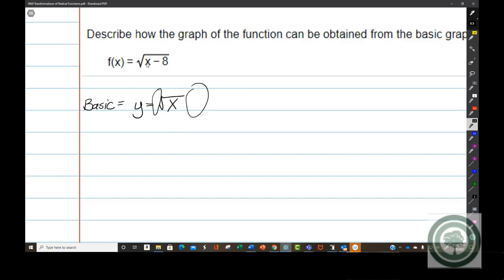So the transformation is going to be in here. That's where the argument of the function is. In fact, I'm going to offer this to you. Suppose the basic graph were g of x equals the square root of x. Do you see that there's an x there? And this is where the x goes. Now we're asking, okay, if f of x is this, what did it do to this? If f of x is this, that means it did something to the basic graph.